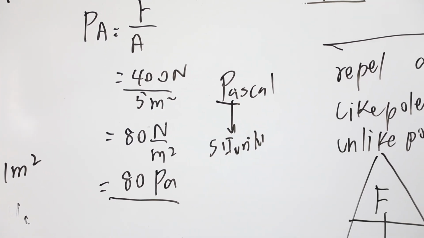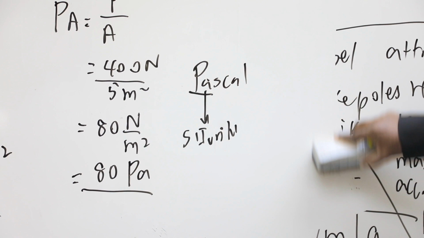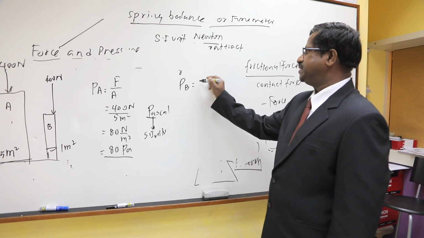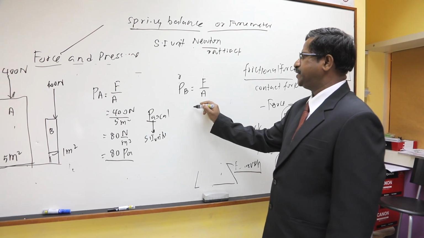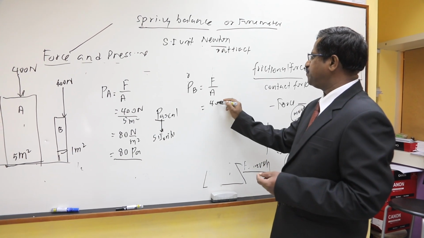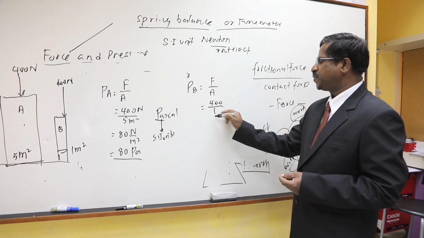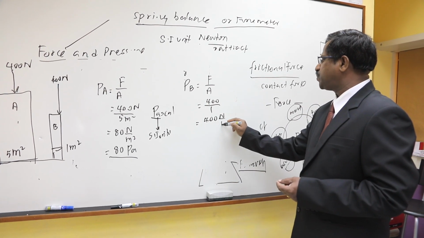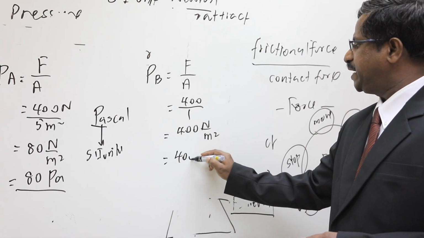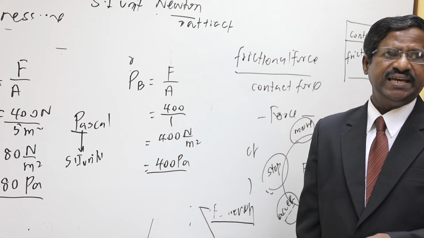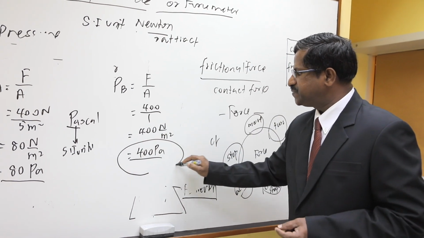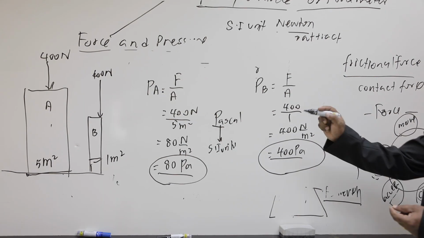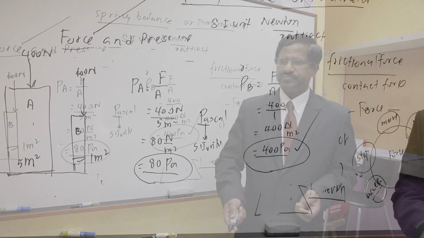80 Pa. What about the pressure of box B? Pressure of box B is the same force over a different area. You might see force is still the same 400 Newton. Area is 1 square meter. The total is 400 Newton per square meter, which is 400 Pa. Students, please see here. The pressure is 400 Pa, as the pressure of box A is 80 Pa. Smaller the area, greater the pressure.